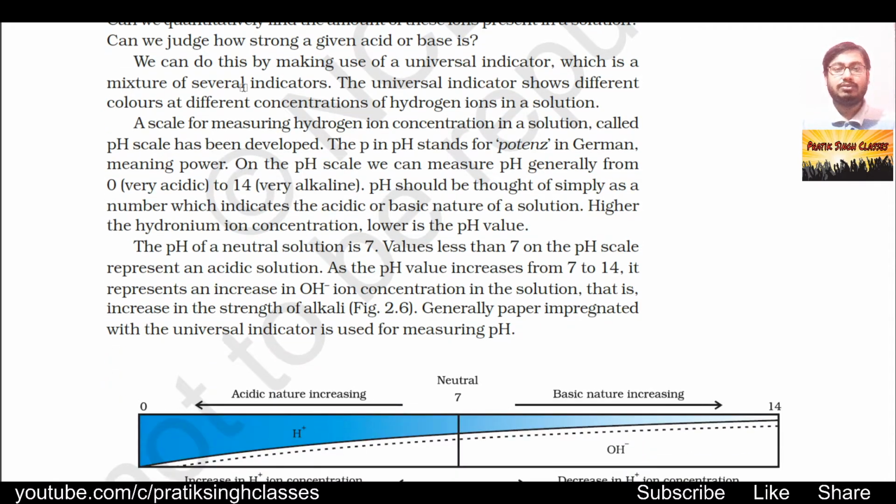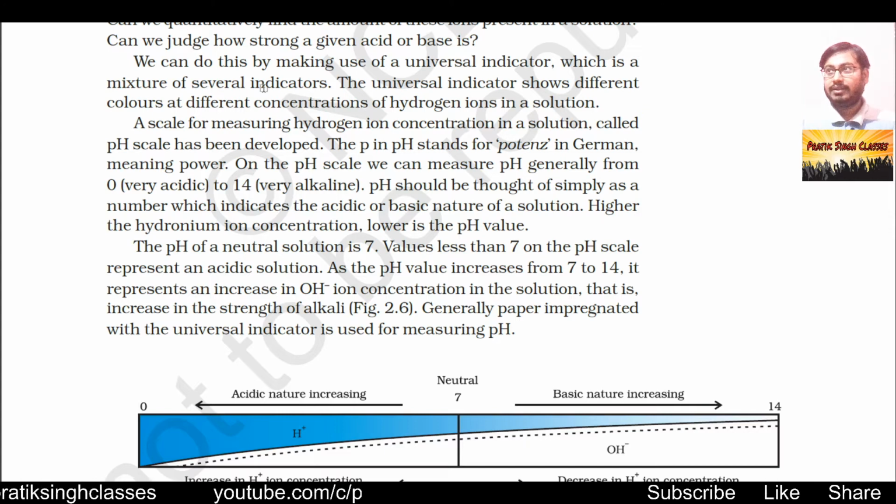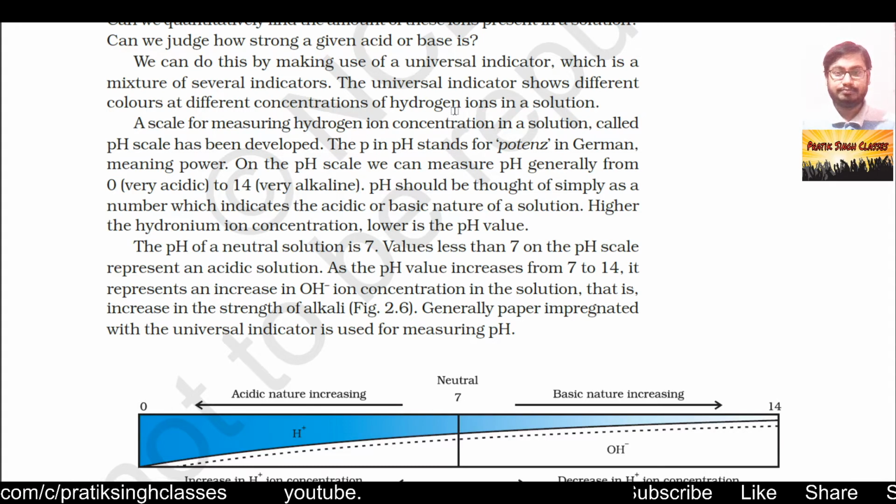We can also do this by making use of universal indicator, which is a mixture of several indicators. Indicators are those things which find out whether the given solution is acidic or basic. A lot of different types of indicators mixed together is called universal indicator, and we try to find out the strength of acid or base. Whenever we say strength, that means how much is the concentration of H plus ions or OH minus ions in the given solution, for acid and base respectively.